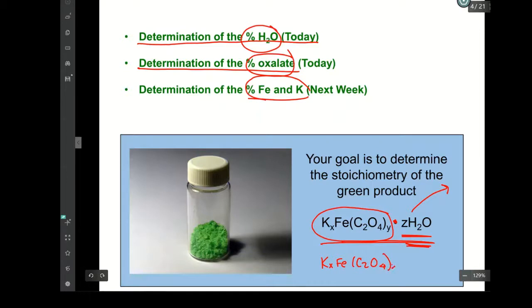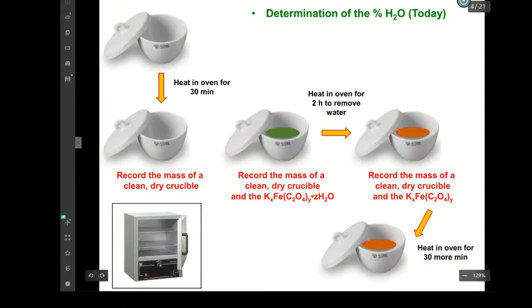When you have a compound that doesn't have any water, we say it's anhydrous. It's without water. Okay, so we're going to heat our green crystals up, and we're going to remove the water, and then we're going to figure out how much water we removed by comparing the mass before and after. Okay, so you're going to get a couple crucibles. Each person is going to get 2 crucibles.